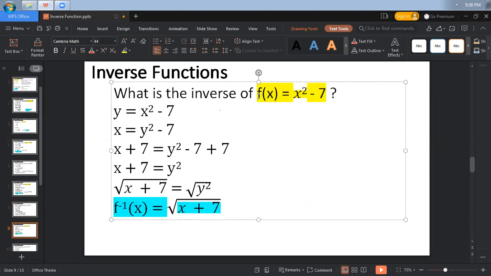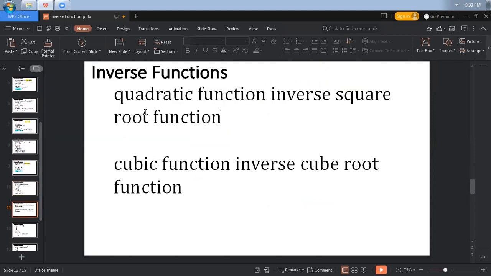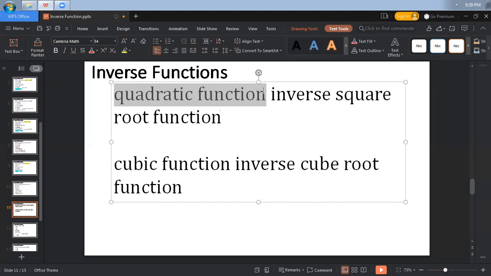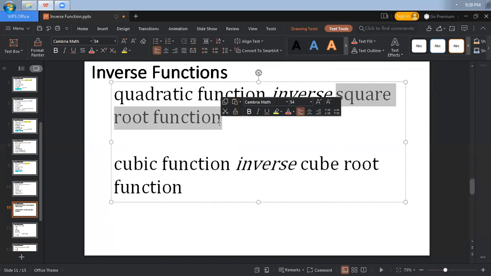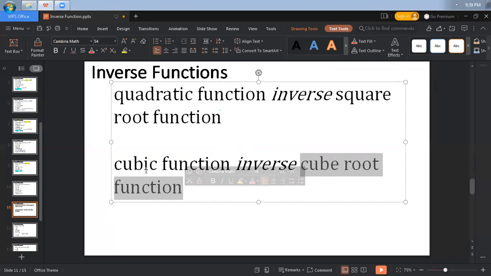So, tama lang kasi yung given natin ay isang quadratic function and yung ating output or the inverse is isang square root function. Okay, let's proceed. So may ilan pa tayong examples dito. So tandaan nyo lang po for inverse functions, ang quadratic function, yung kanyang inverse ay square root function, and yung cubic function, ang kanyang inverse naman ay isang cube root function, and vice versa. So yung square root function, inverse niya quadratic, and yung cube root, ang inverse niya naman ay cubic.